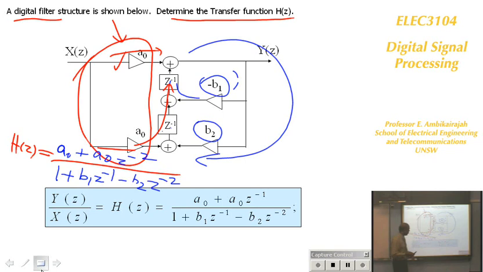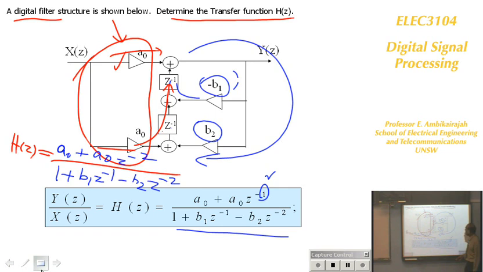And I think if you check this one, I should be okay. But this answer is wrong. It can't be z to the minus 1, because it's going through 2 delays, so it should be z to the minus 2. And this one is correct. B is z to the minus 1, and you can see the signs are right as well. So that is how you do this question.